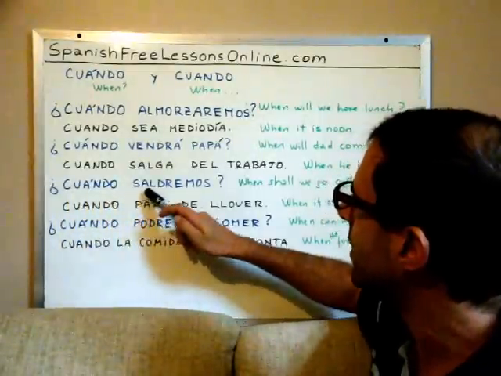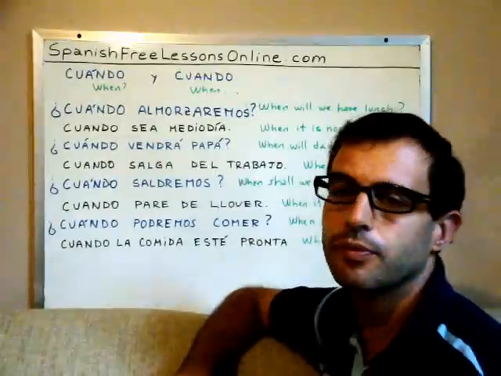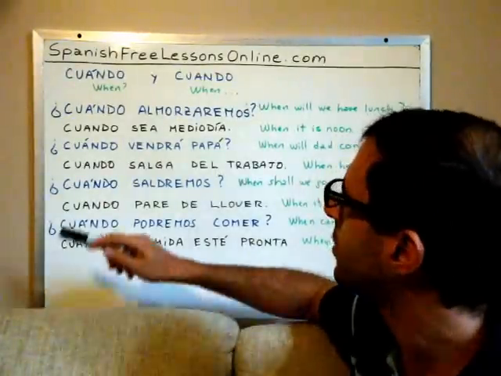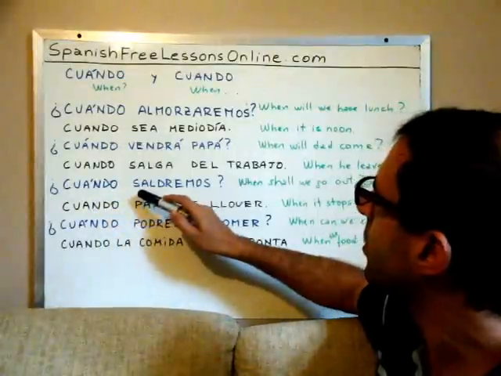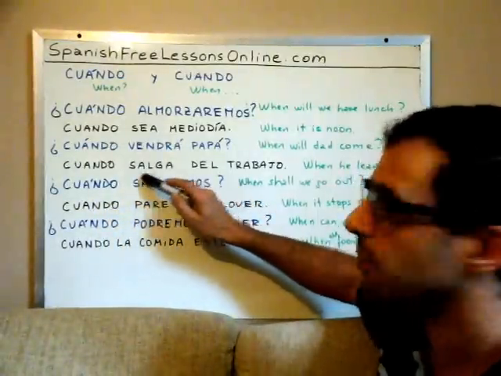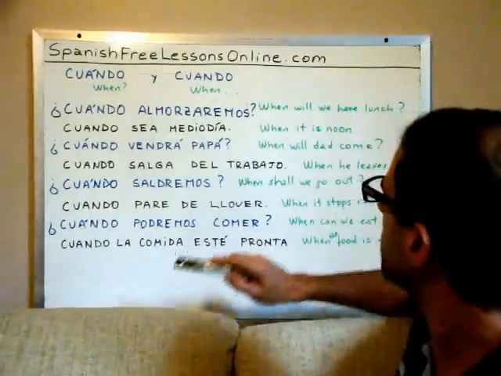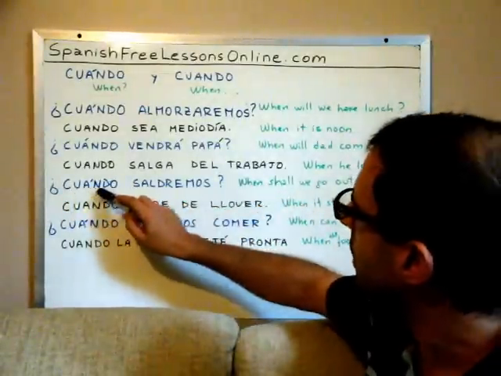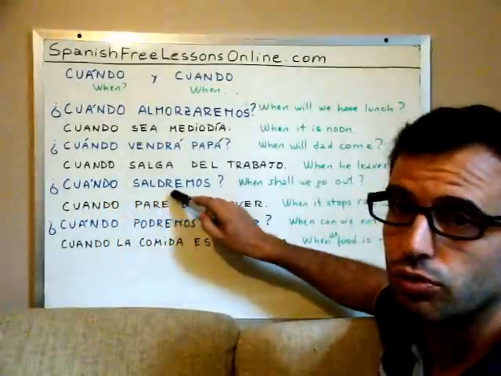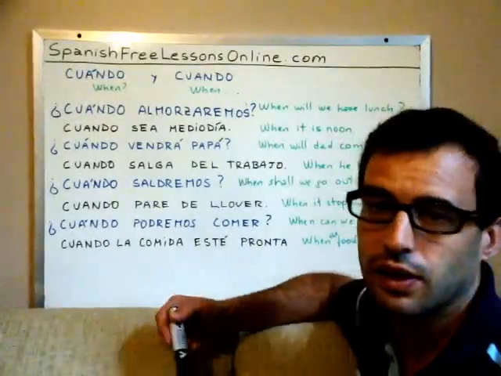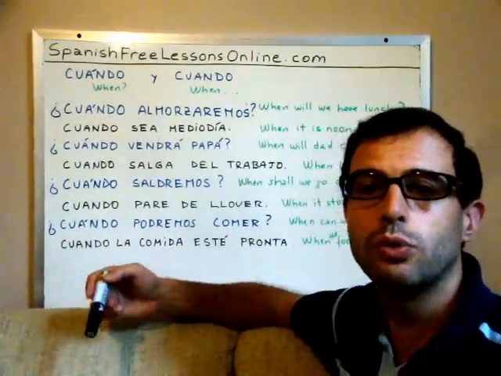¿Cuándo saldremos? When will we go out? When we, it's implicit, go out. You can also say ¿Cuándo salimos? Right? You can say it in present tense. It means the same thing. You can say when will we go out or when do we go out?